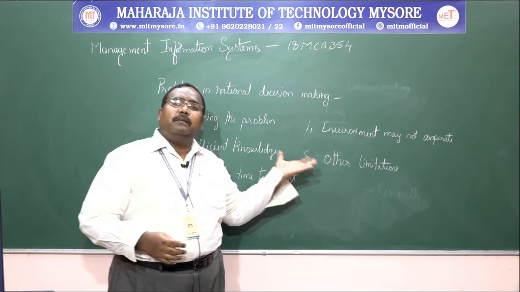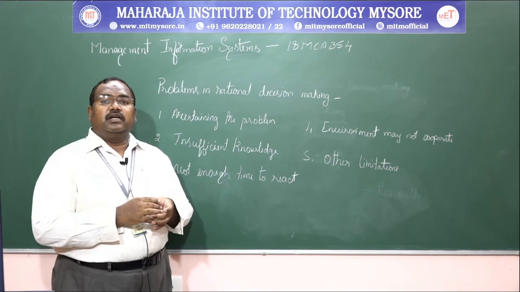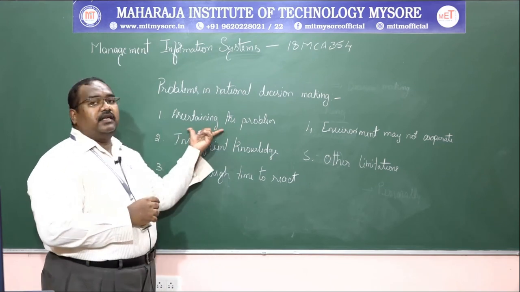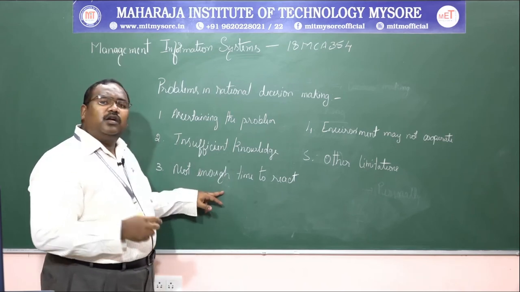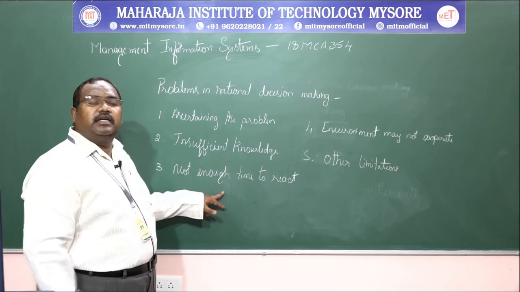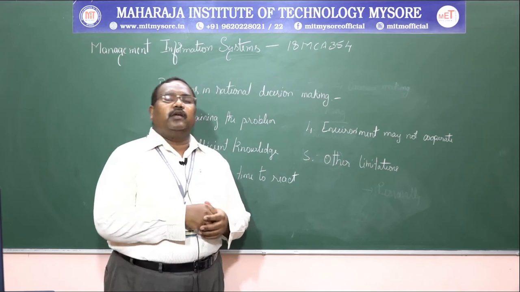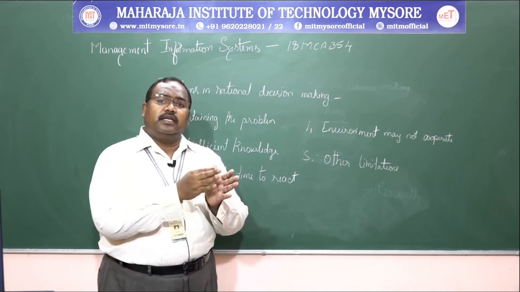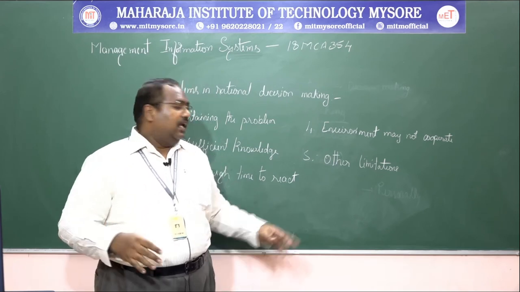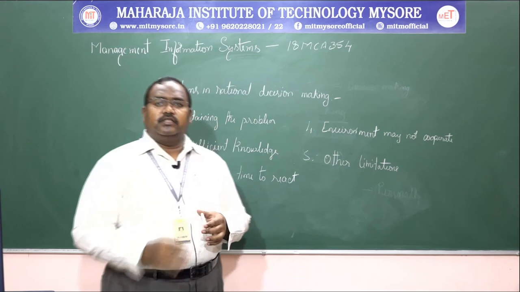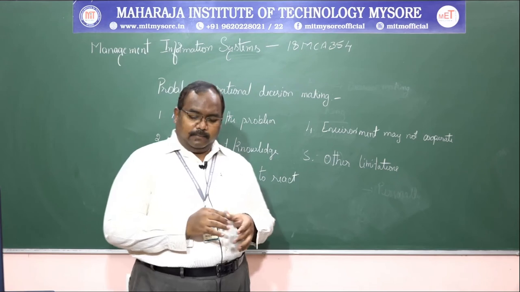So these are the five main problems that we encounter before or while making a rational decision. The first is ascertaining the problem, and the second is insufficient knowledge to make a decision. Third, not enough time to be rational in making a decision. Fourth, environmental factors do not cooperate, meaning the decision he is able to make does not address everyone's needs. And finally, there are a lot of other limitations. So as we discussed, these are the problems faced while decision making.